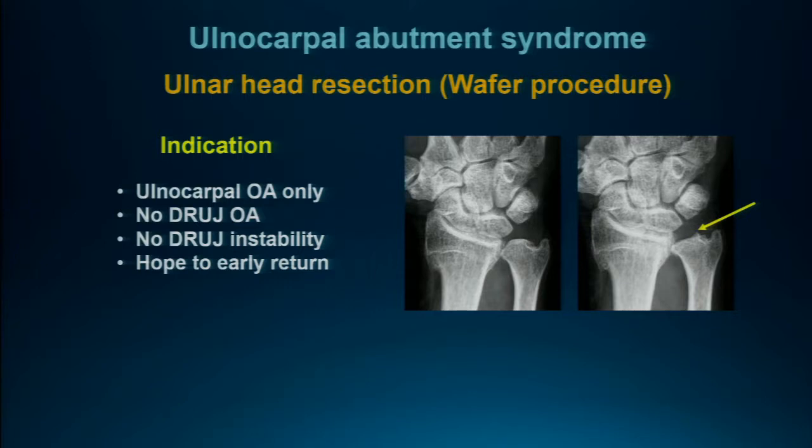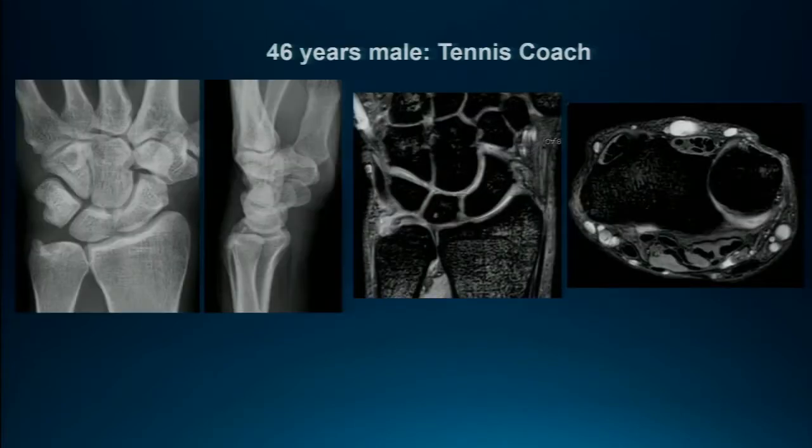Okay, and I'd like to talk shortly about the wafer procedure. The indication of the wafer procedure is a patient with ulnocarpal osteoarthritis only, no DRUJ-OA, and without DRUJ instability. And if the patient hopes for an early return, we do this kind of procedure arthroscopically.